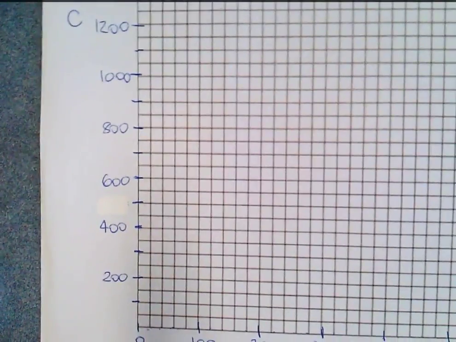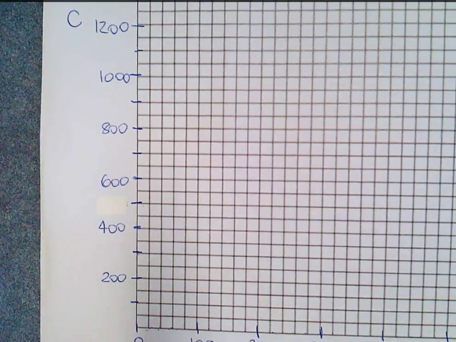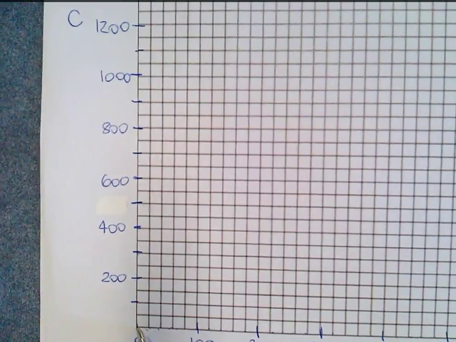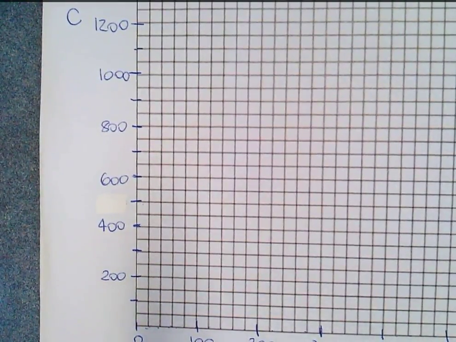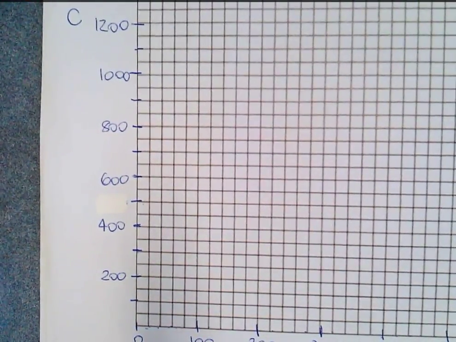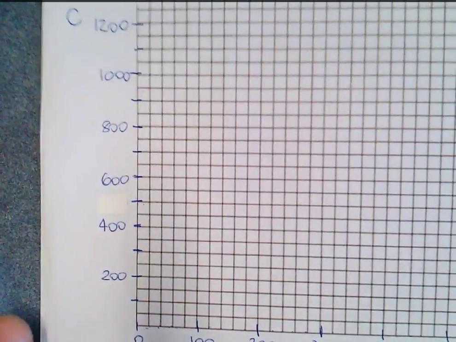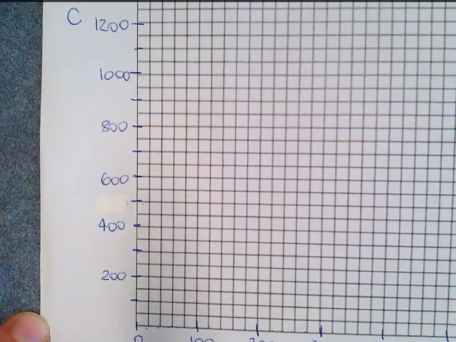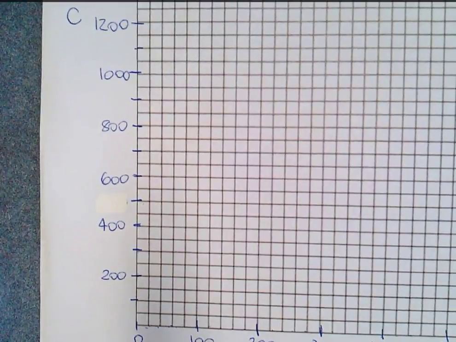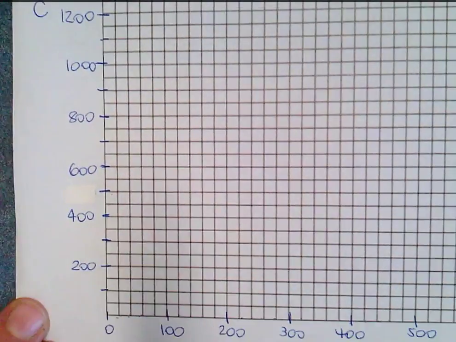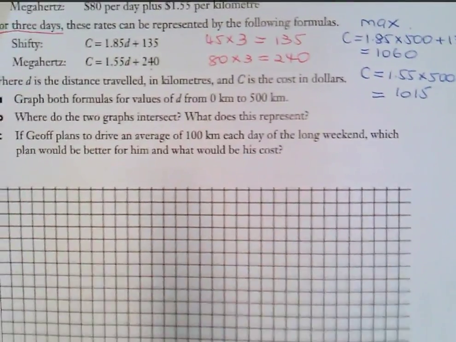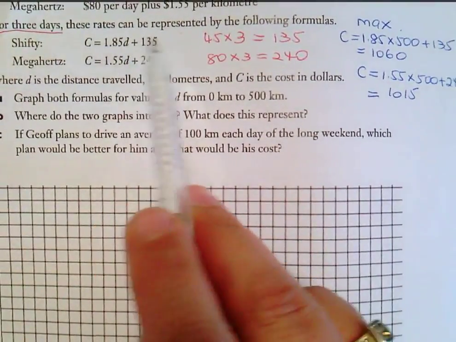Right. Now, do you know what you're going to do? Do you want to do a little table? I would do the point 0, 500, and 1 in between will do. What do you want to do? Let's all do 0. 0 is an easy one. Let's look at Shifty. Girls, we've already got 2 values for Shifty. What about when D is 0? What do we get for Shifty?